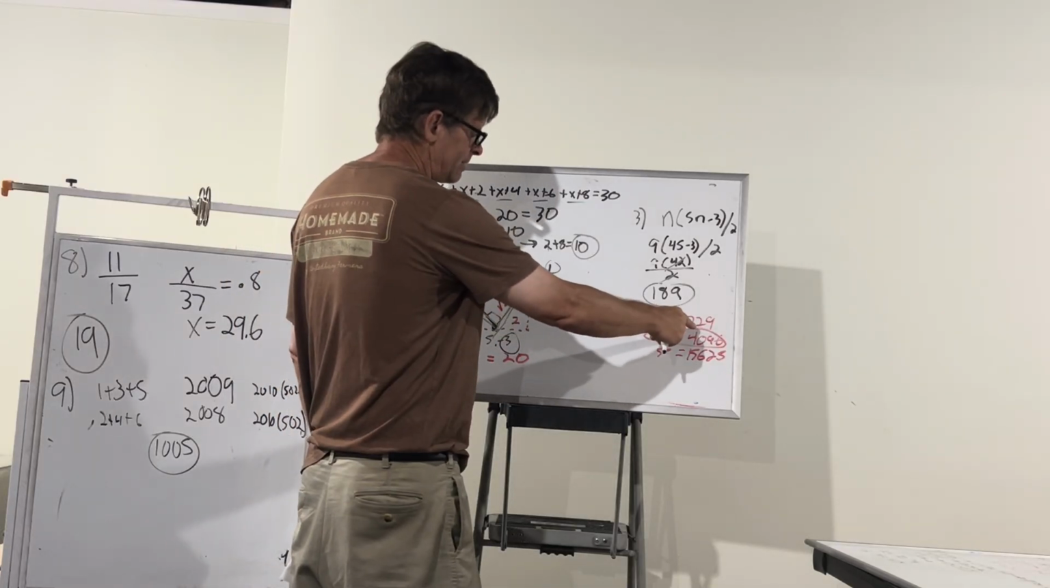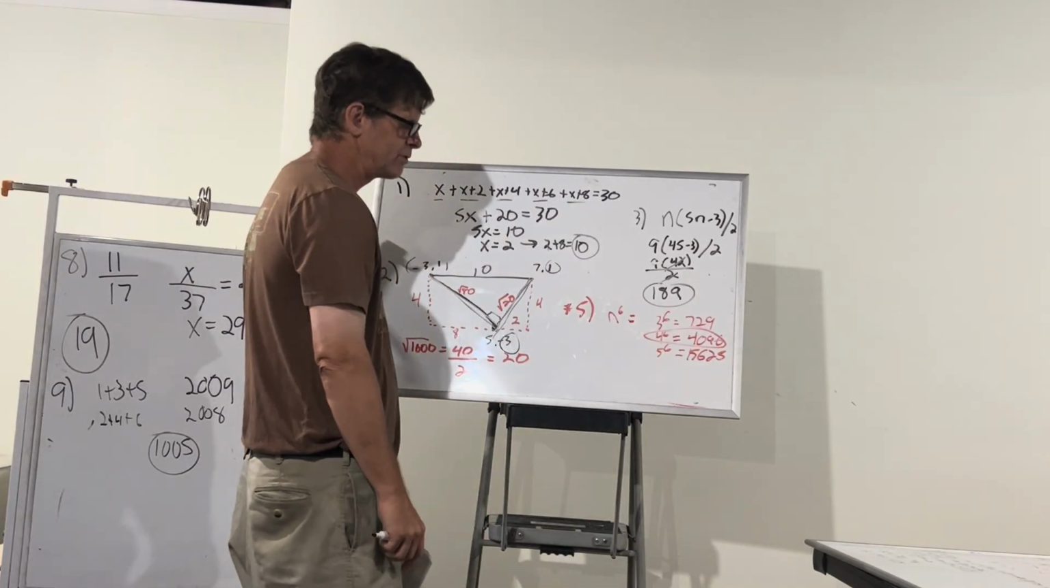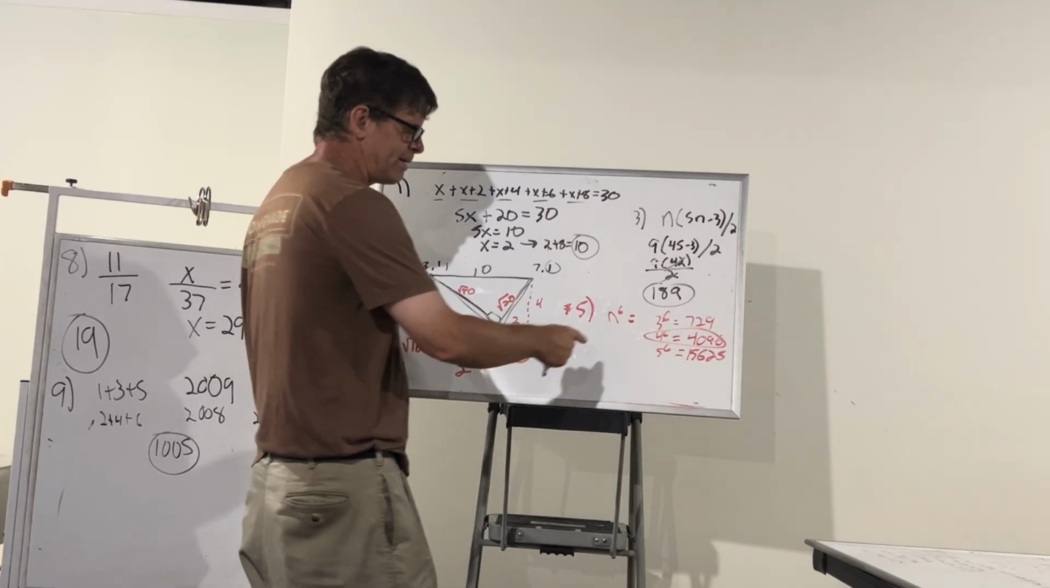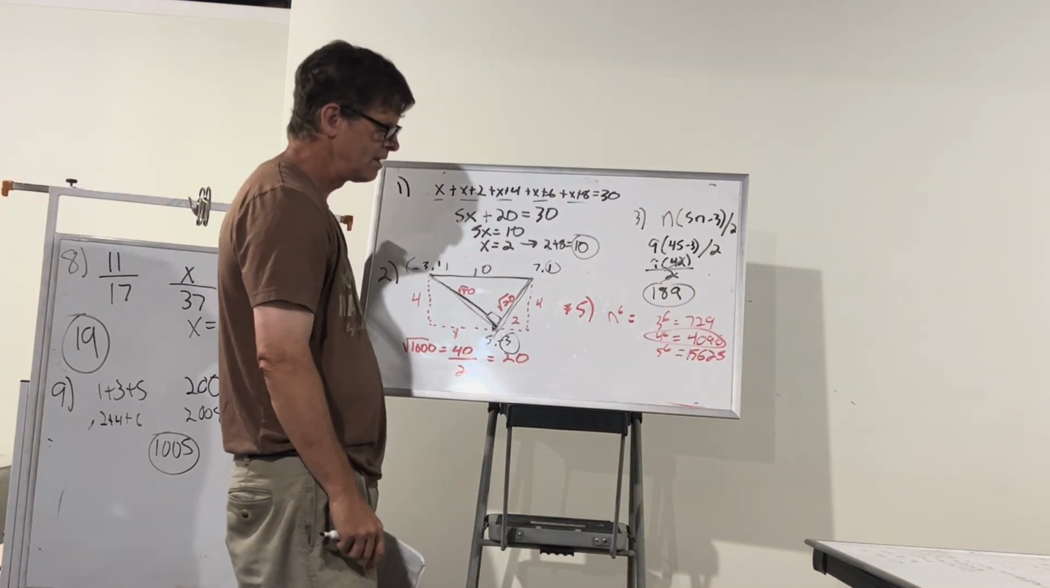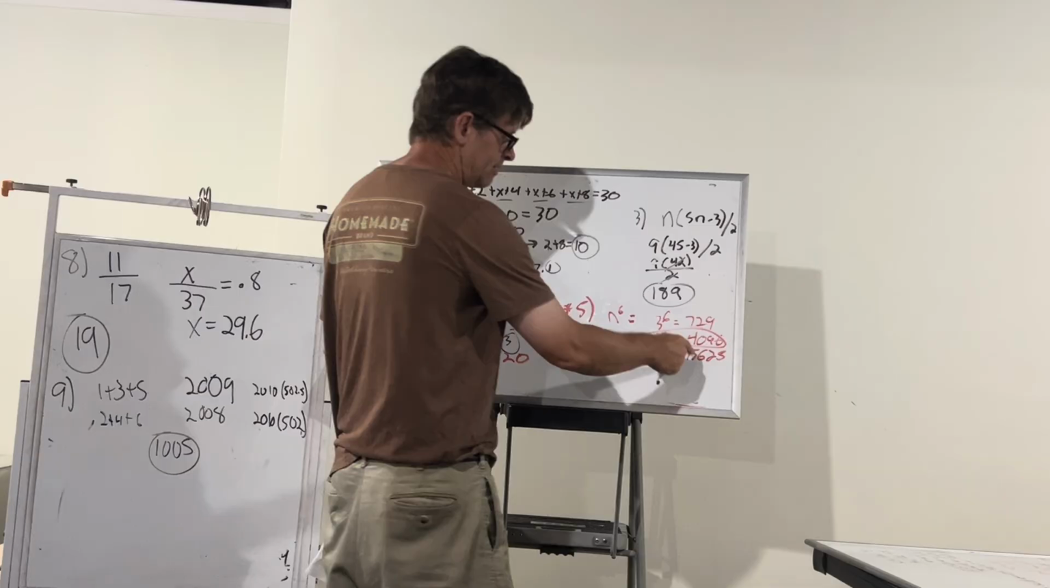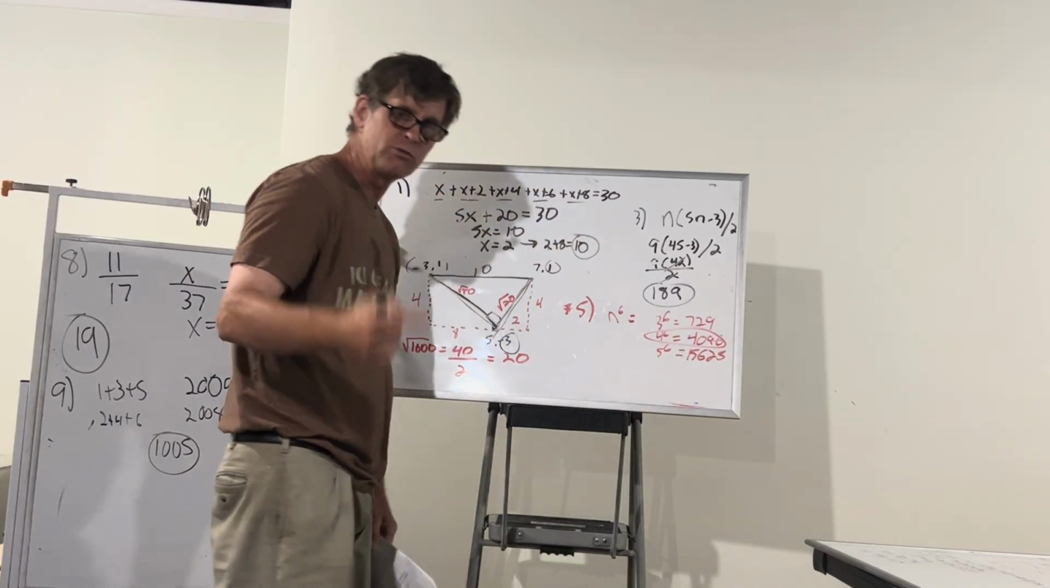3 to the 6th power is not a 4-digit number, it's 729. 4 to the 6th power is 4096. 5 to the 6th power is a 5-digit number, so that's it, just one of them.